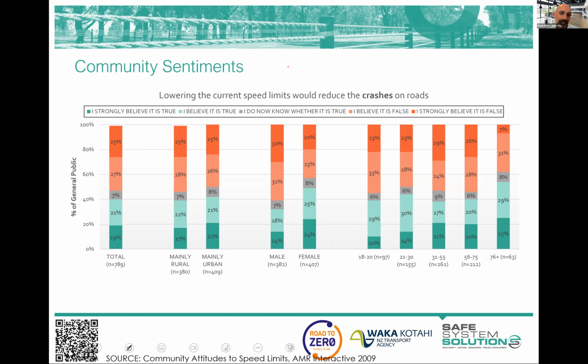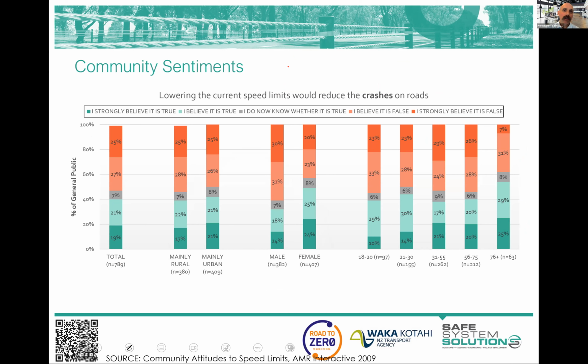But speed and speed limits in particular are just highly controversial. Here's some general community sentiments around speed limits. The statement: lowering the current speed limit would reduce the crashes on the road. About half the community disagree with that. I mean, it's just a mountain of worldwide evidence to show it absolutely will.